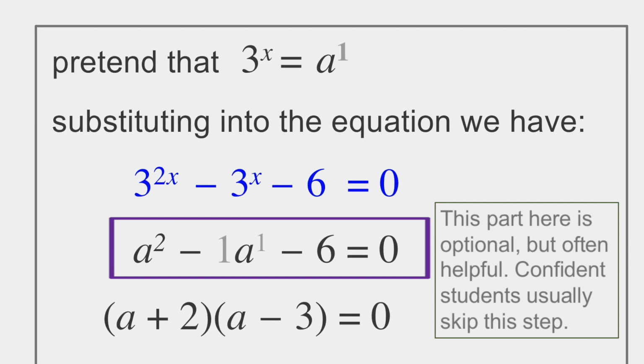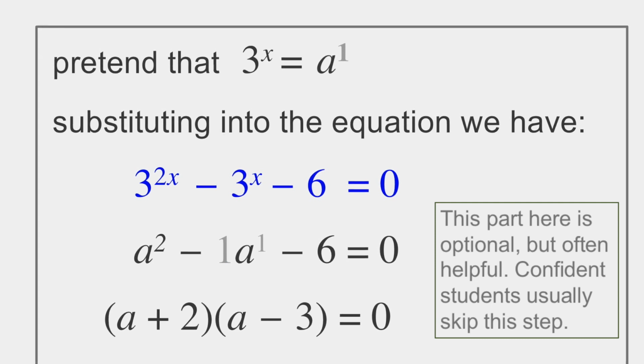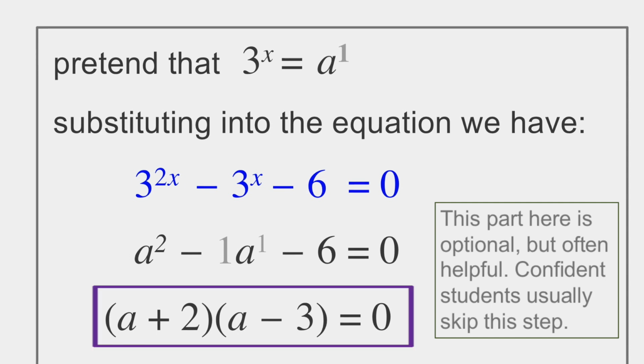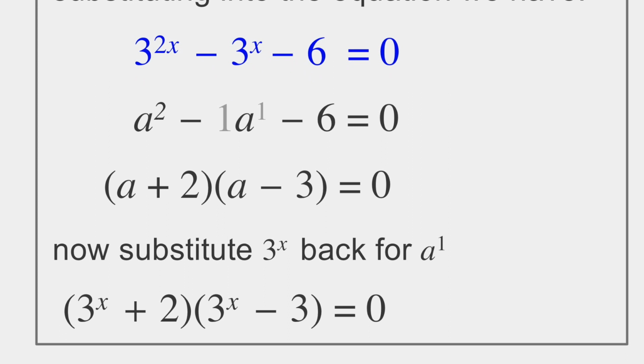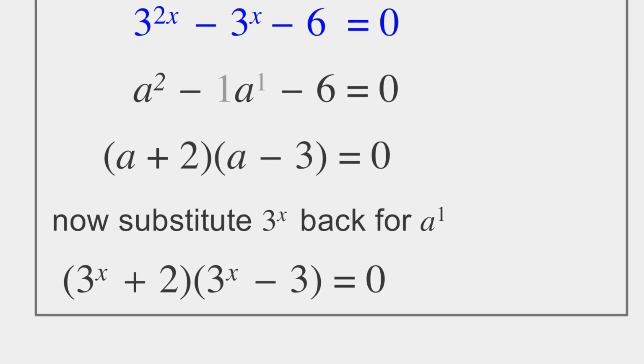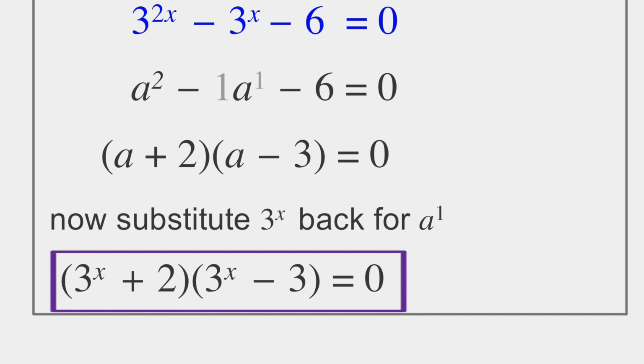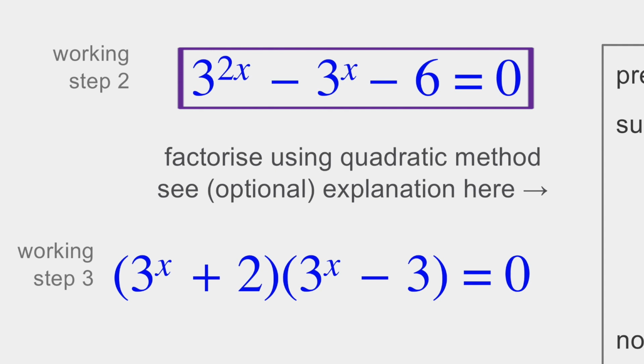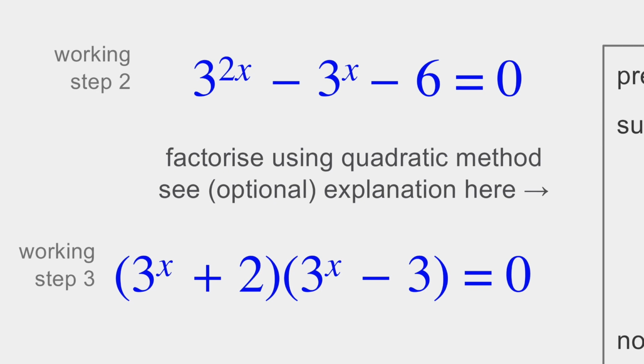This is just a basic quadratic equation that equals 0. Again, I've included the coefficient in front of the a, just so you could see that the coefficient is 1, and you could see that the power is 1. So this is just minus a, basically. When we factorize it, you end up with this factorization here. And then when we substitute back the 3 to the power of x for a, you end up with these 2 brackets. So essentially, that's how we end up factorizing this equation, even though it doesn't really look like a quadratic. So we have now completed working step 3.